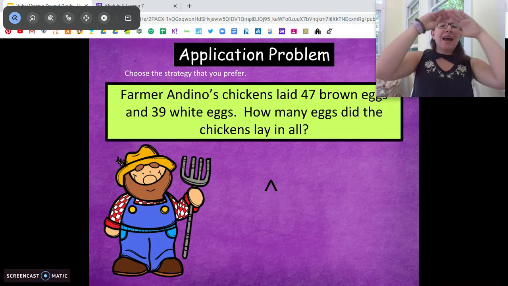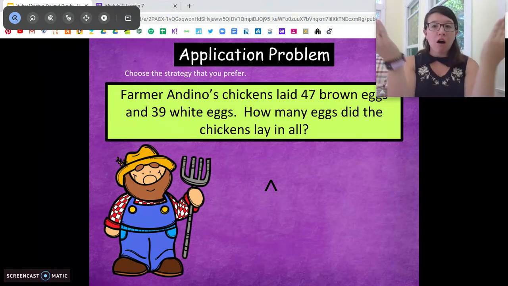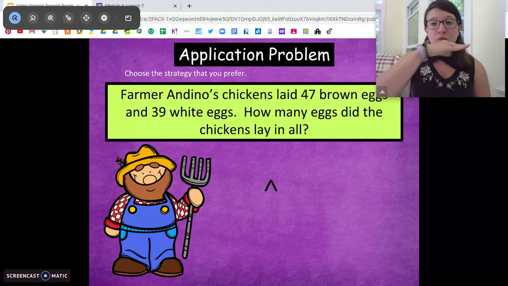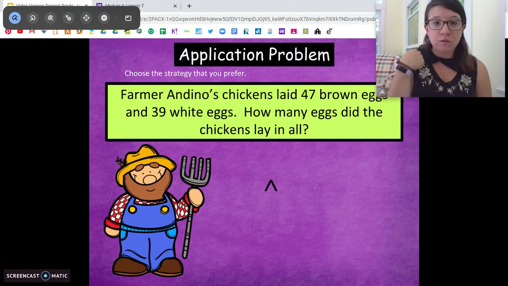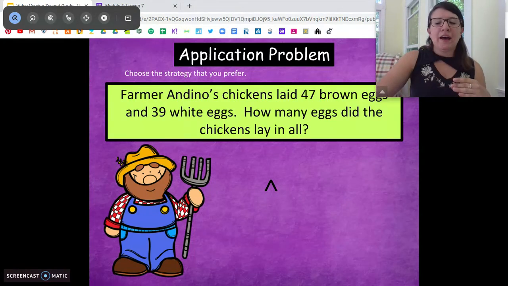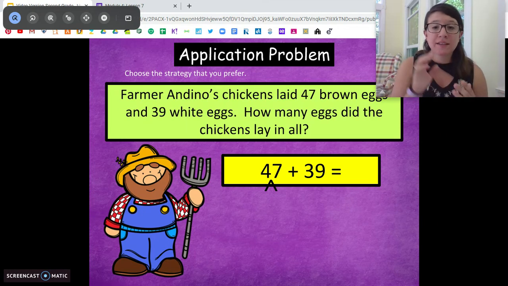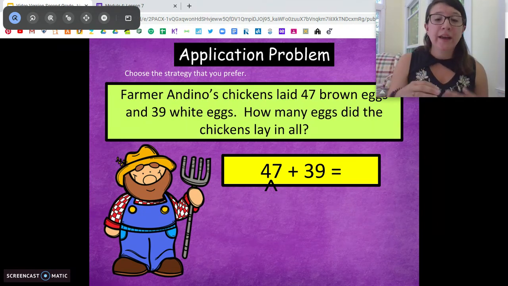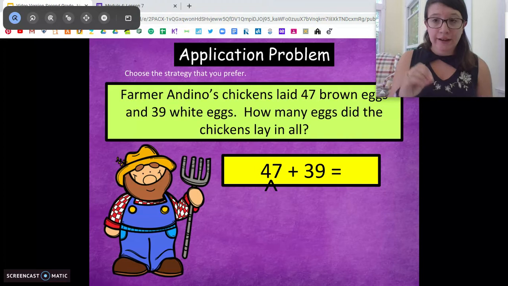Good. So this question is asking us in all. So all together. So we're going to add these numbers or subtract or find an unknown. We're going to add. Awesome. You can solve this the number bond way or the arrow way. You're going to add 47 plus 39. Solve in whatever way is easy for you. Do that now.